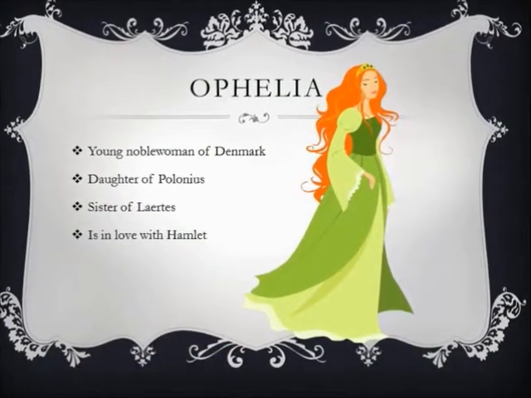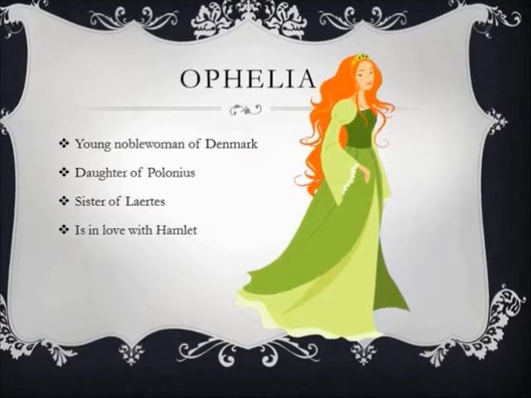Ophelia is a young noblewoman of Denmark. She is one of the few female characters in the play.